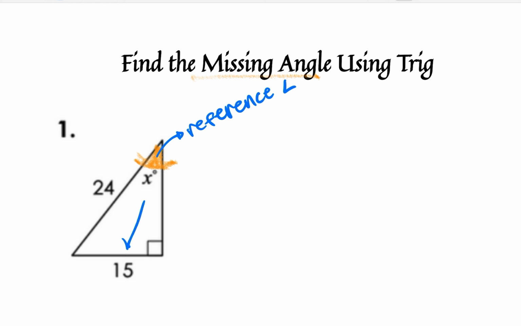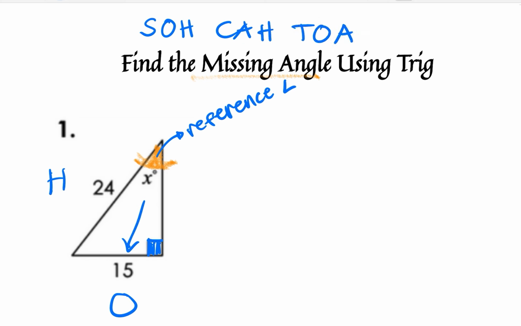And so we have 15, which is going to be labeled as O because it is opposite of the angle. 24 is opposite of the right angle, and so we'll label this as H. If we recall the acronym SOH CAH TOA, the trig function that we need to use is SOH. Why? Because we have O and we have H, while the other two don't have this combination, and that's how we figure out I'm supposed to be using sine.